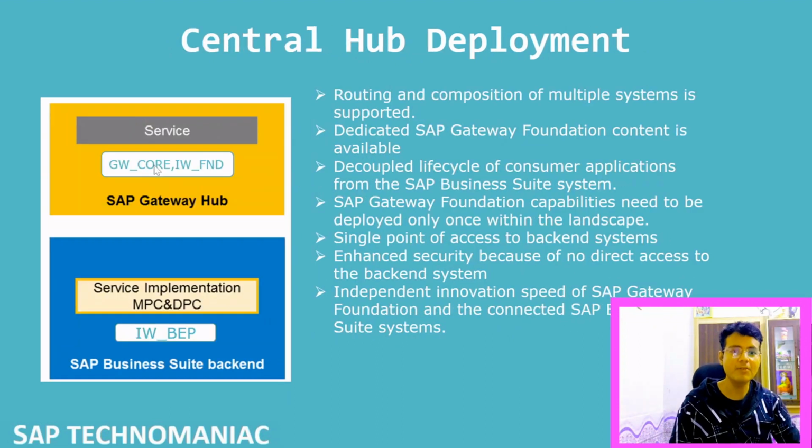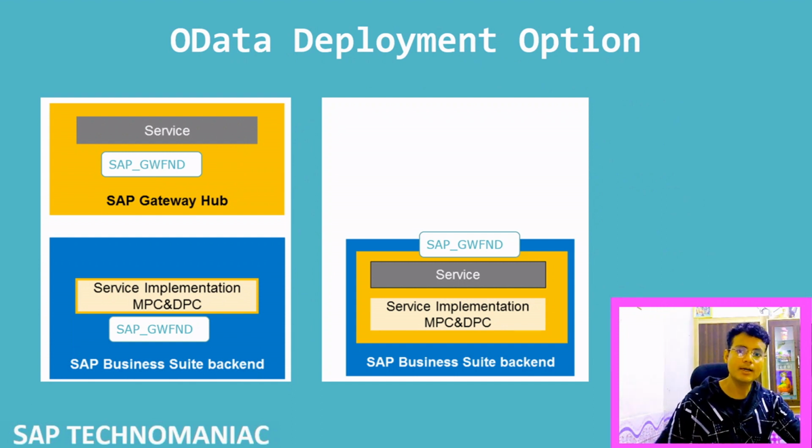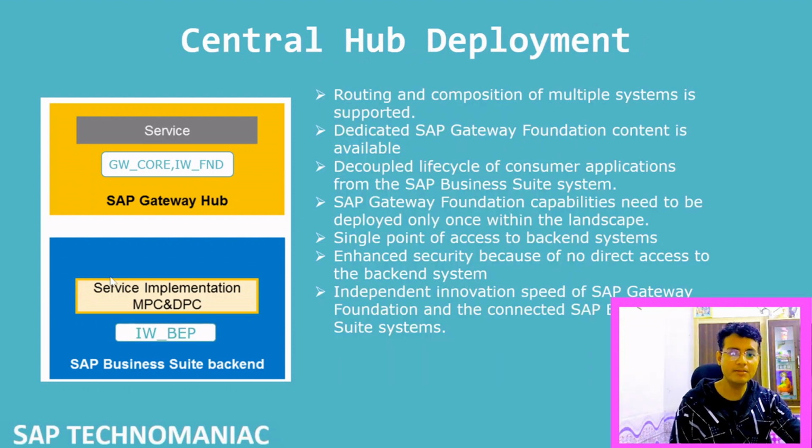First, before going to that, let us see what is the advantage of the central hub deployment and what is the disadvantage of the embedded deployment. If you are doing the central hub deployment, means you are doing all the coding in one place, and registering in another place, and you have a different system for the gateway hub where you are maintaining the service maintenance and registering your service. What is the advantage over there? First advantage is routing and composition of multiple systems is supported. Means we can have one central space where we register all the services.